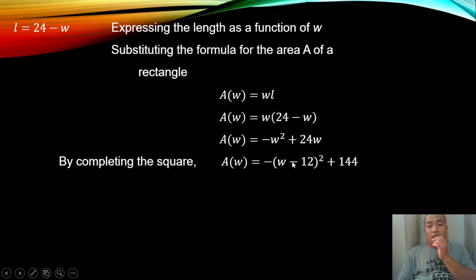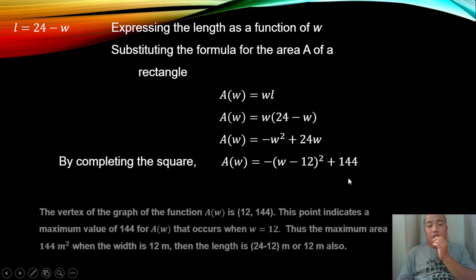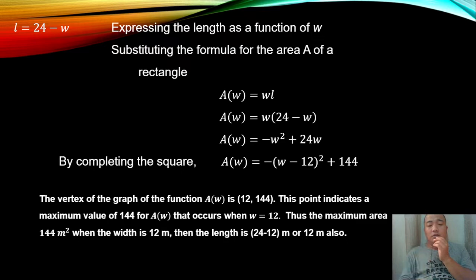And then by completing the square, we divide 24 by 2, then square it. 24 divided by 2 is 12. 12 times 12 is 144. So we have here now the equation. What we just did is we transformed this quadratic function to its vertex form. Negative W minus 12 squared plus 144. So from here, the vertex is 12, 144. So the vertex of the graph of the function is 12, 144.